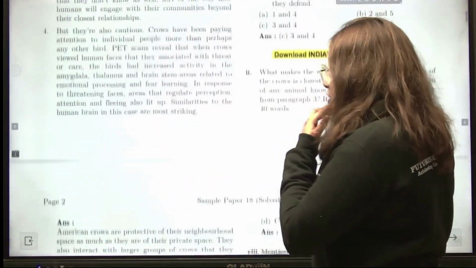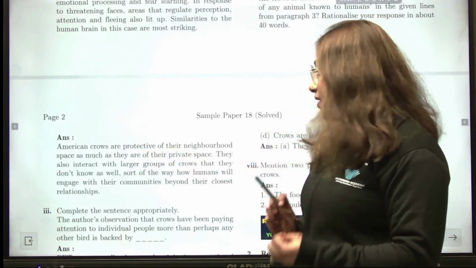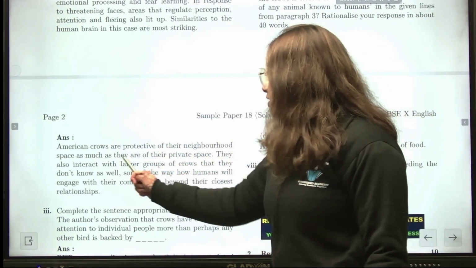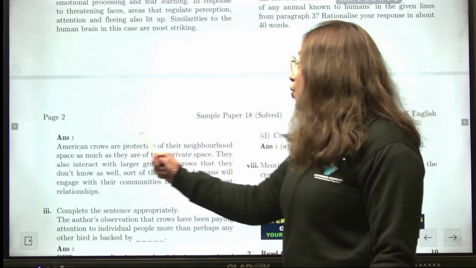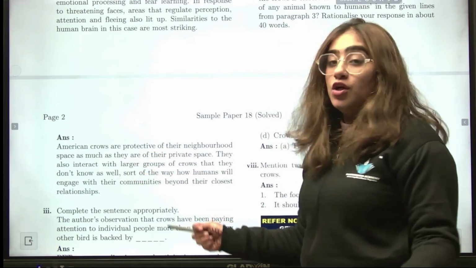ठीक है, समझ आया? So ये आ गया, American crows are protective of their neighborhood space as much as they are of their own private space. They also interact with larger groups of crows that they don't know as well, sort of the way humans will engage with their communities beyond their closest relationship.